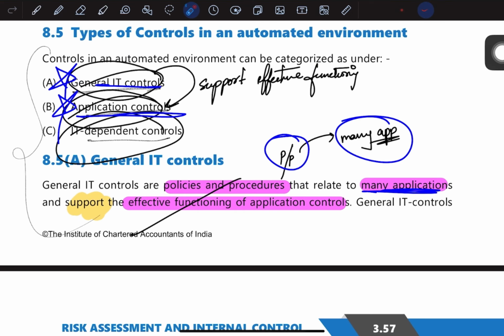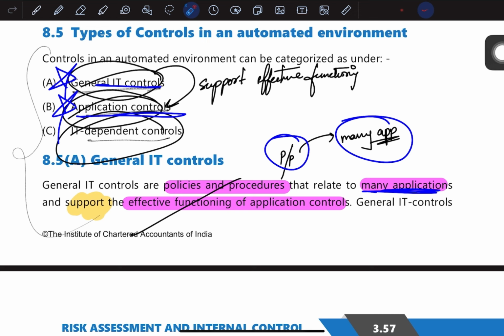The next topic is types of controls in an automated environment. There are basically 3 types of controls in an automated environment. The first one is general IT controls. We have application controls and then IT dependent controls. General IT controls and application controls are very important. In general IT controls, there are 4 types of controls, which further have a lot of activities. So you have to remember those activities. First, let's start with general IT controls.